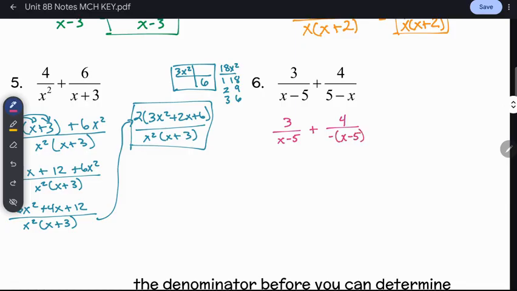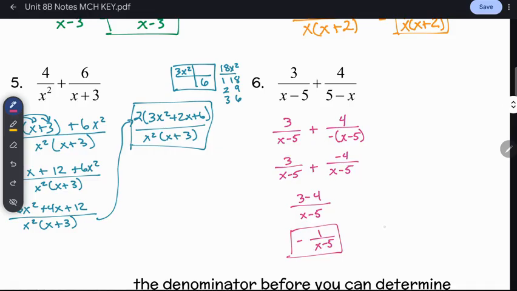Okay, now this negative, that's just a -1 times it. So we can either make this a -4 or we can turn that into a subtraction, whatever works for you. I'm going to move it up to the numerator. So this is going to give me 3 over x minus 5 plus -4 over x minus 5. Now I have a common denominator. So this will be 3 minus 4 over x minus 5, and that is -1 over x minus 5.